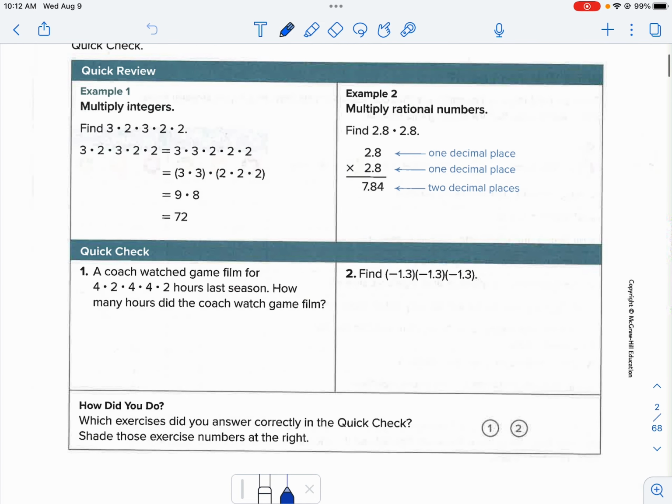Okay, are you ready? So, multiplying integers. If you notice this, they take 3 times 3 times 2 times 2. They go ahead and put the 3's together, they put the 2's together, and then they multiply it. Over here, it doesn't show you the whole multiplication, but just remember that if you have 1 decimal here and 1 decimal here, your answer must have 2 decimal spots.